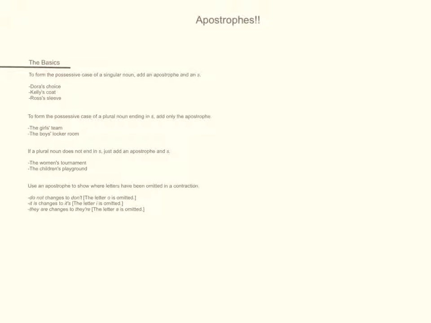And one last thing, you use an apostrophe to show where letters have been omitted in a contraction. So do not changes to don't. It is changes to it's. This one I think is a little bit confusing for some people. Some people think ITS means it is. That's actually not true, contrary to popular belief. ITS is an adjective. IT apostrophe S is a contraction, meaning it is. And then finally, there and there. And there are other contractions too, so don't feel like these are the only contractions out there. But yeah, those are the basics of apostrophes.